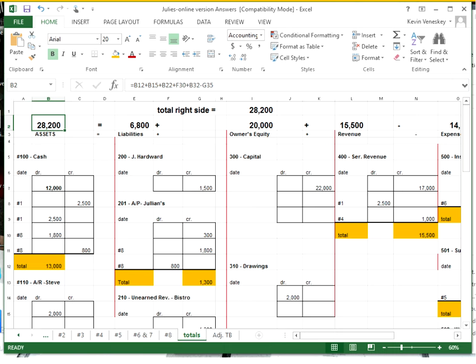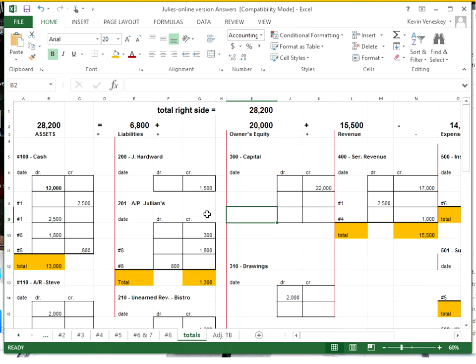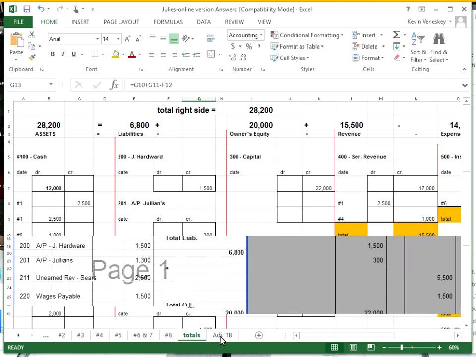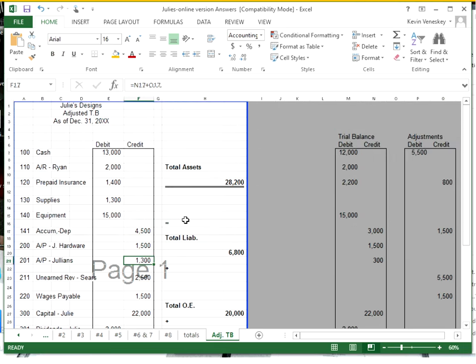Now the last thing that I want us to be able to do at this point in the semester is to take all of this information, all of these updated key accounts, and provide a brand new adjusted trial balance. Because what we were given originally was unadjusted. It didn't have these corrections and adjusting entries. For example, it still showed account payable to Julian for $300. It's not. It's really $1,300.